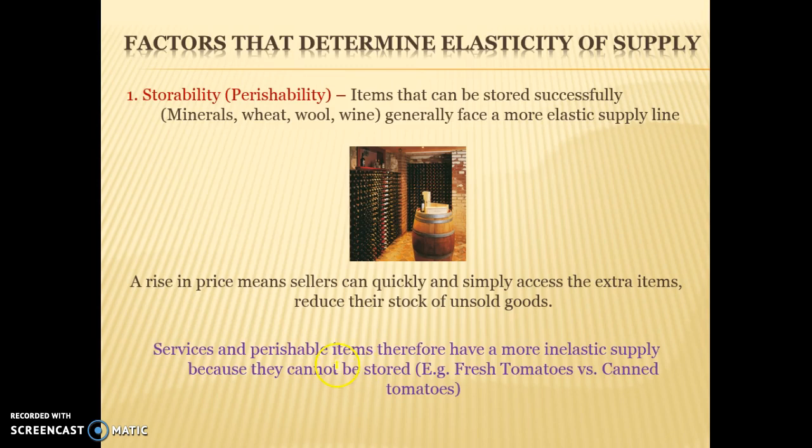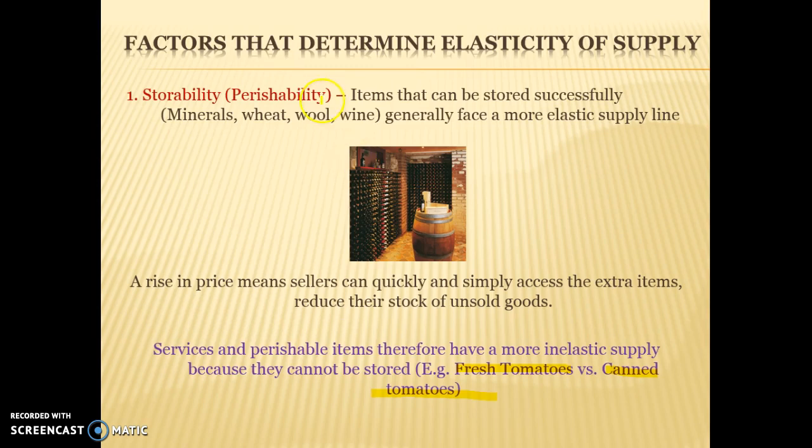So perishable items therefore have a more inelastic supply curve because they cannot be stored. So fresh tomatoes will have a more inelastic supply than canned tomatoes, because fresh tomatoes need to be grown. They will go off if we have them for too long, so we can't store them. So if fresh tomatoes increase in price, say from $5 to $6, it's going to take a while to supply more to the market. But canned tomatoes, well, we've got those stored. We can get those out really quickly. So canned tomatoes have a more elastic supply curve. Fresh tomatoes have a more inelastic supply curve.